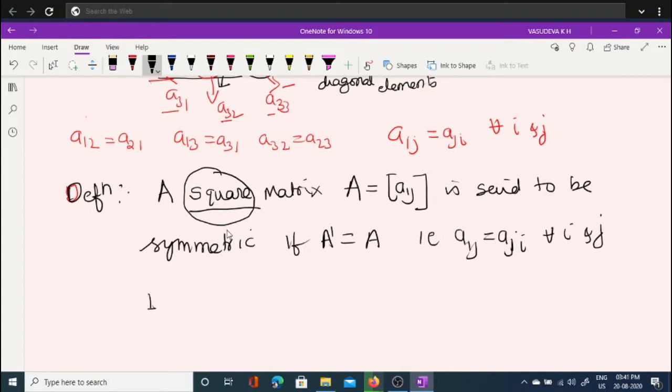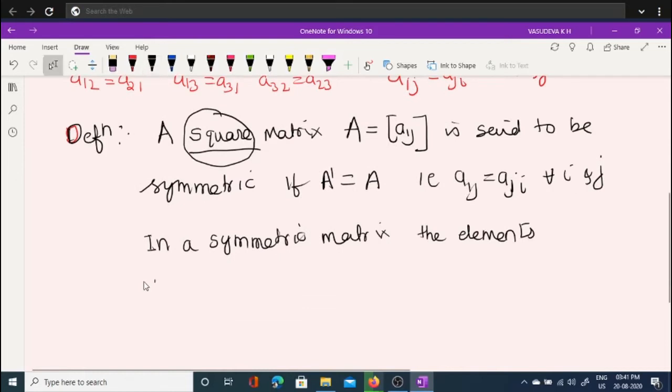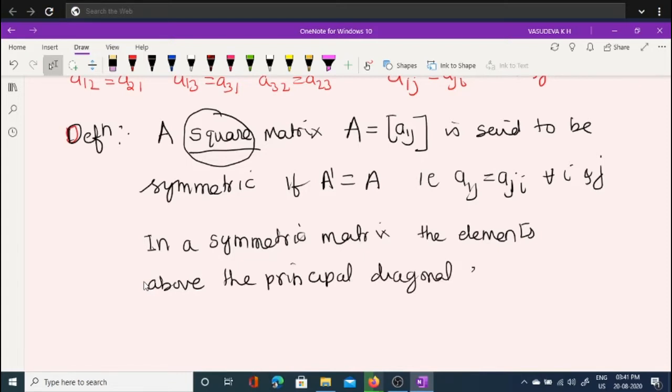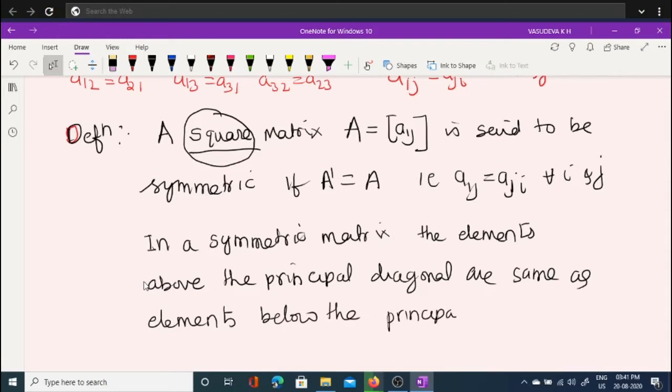So in a symmetric matrix, very important, the elements above the principal diagonal are same as the elements below the principal diagonal. So this is a symmetric matrix.